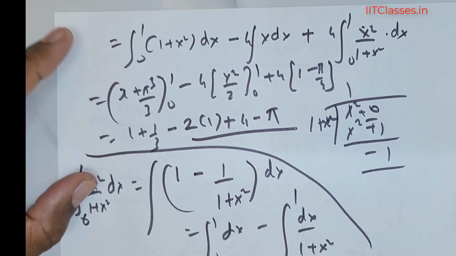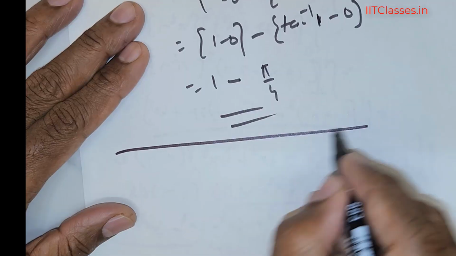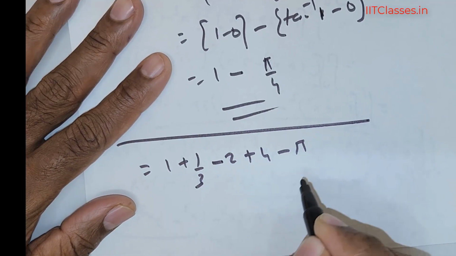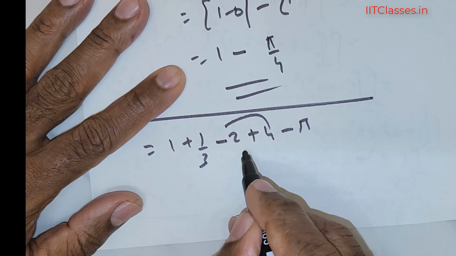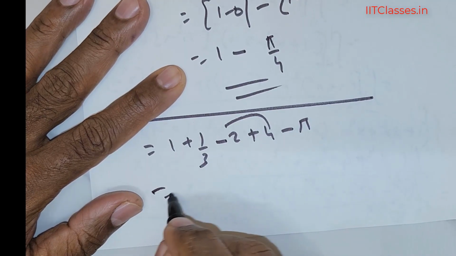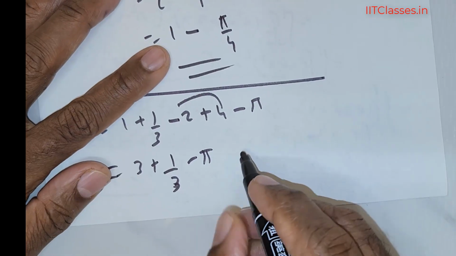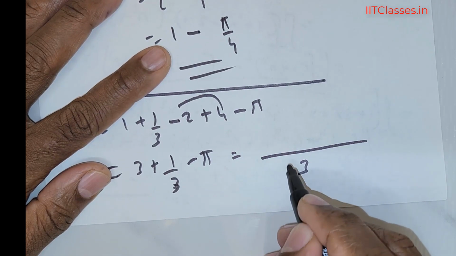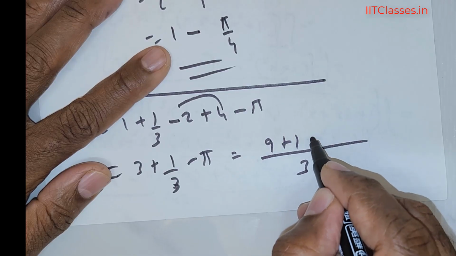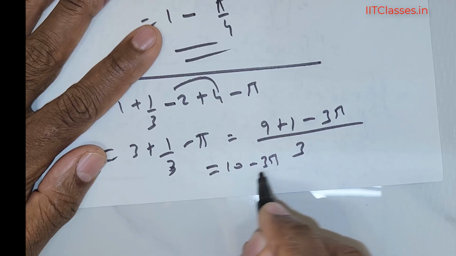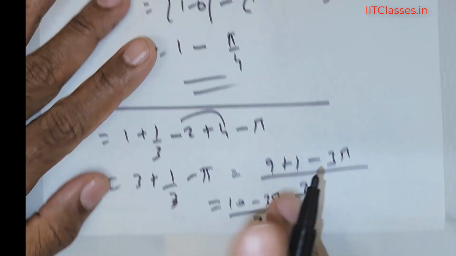So I need to simplify this. So this is equal to 1 + 1/3 - 2 + 4 - pi. I can add these two together, I get a 2 here. I can add this 2 with this, I get 3 + 1/3 - pi. So I take the LCM as 3. I get 9 + 1 - 3pi. So this is going to be (10 - 3pi)/3. So this is for the second part.